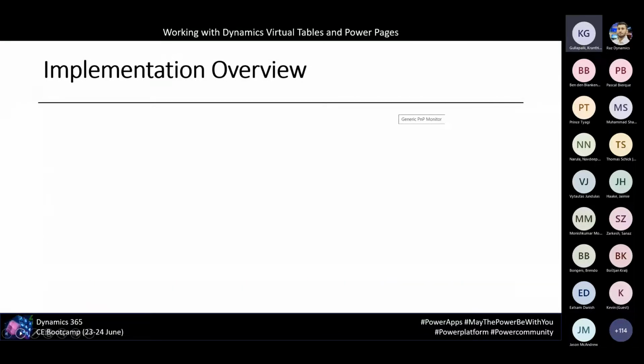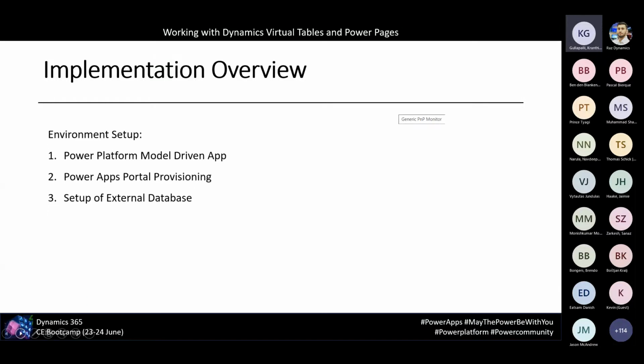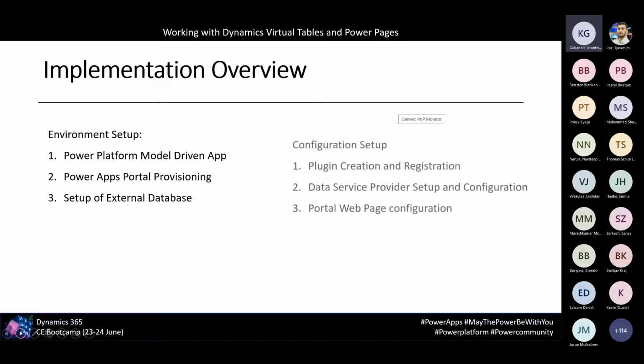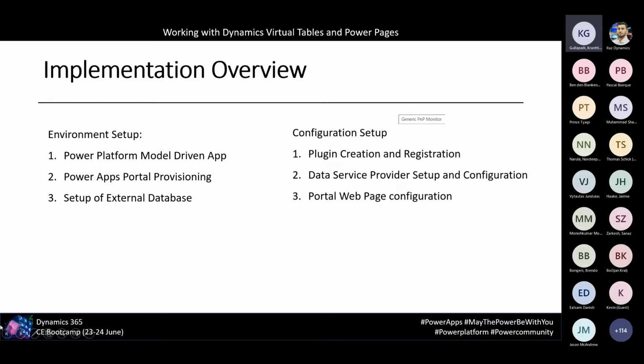And implementation overview. First we will see what sections are required for the implementation overview, and later we are going to jump into them one by one. The basics we are not going to cover. The environment setup and configuration setup are the two things we need. The first is to create a model driven app, with either a trial instance or the actual instance. You create a solution for this, and you create a model driven app. So that is the entire model driven app setup.